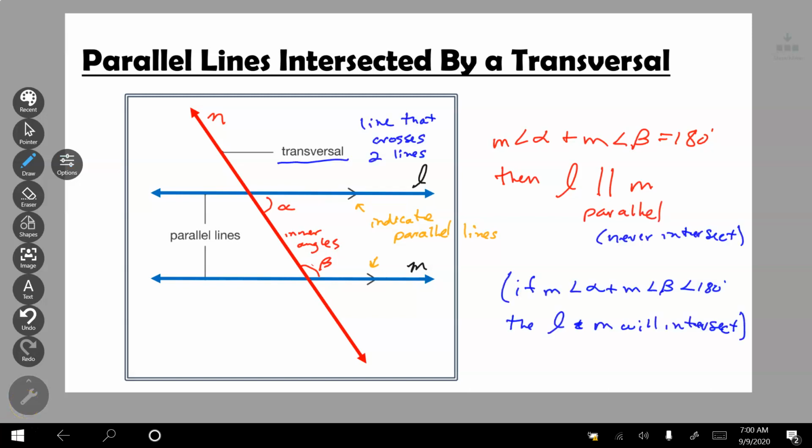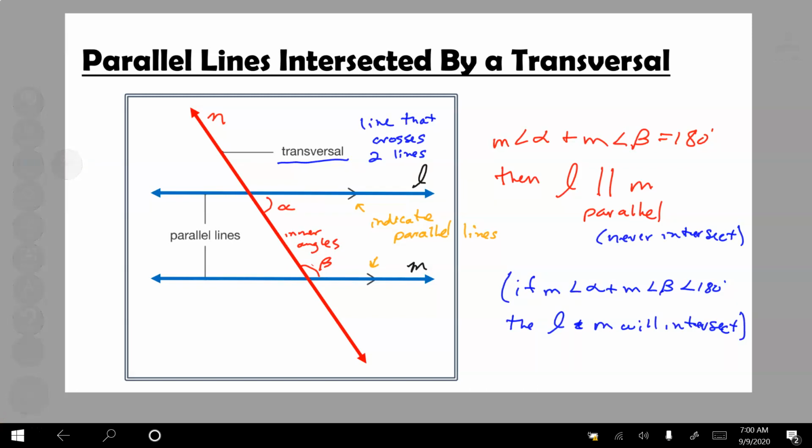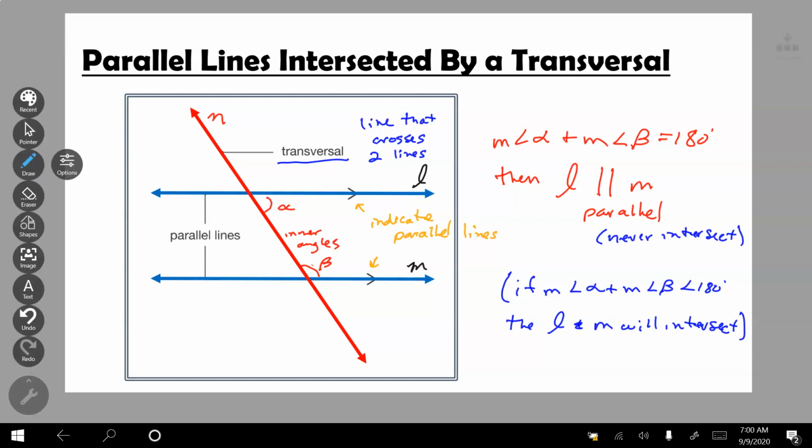Okay, so again, since the sum of those angles is equal to 180, that means L and M are parallel, and vice versa. If L and M are parallel, then the sum of those two angles is equal to 180. They go hand in hand. Parallel means the two lines never intersect. We use this double line symbol to show that they're parallel. If the sum of the two angles were less than 180 degrees, then the two lines would intersect.